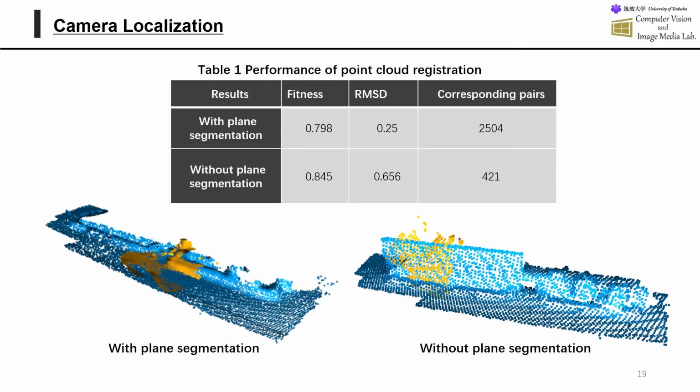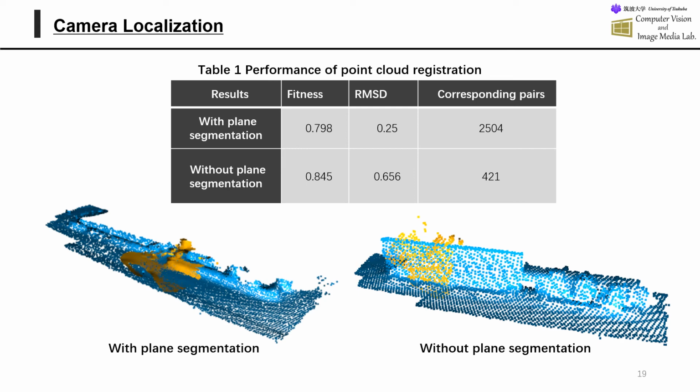To evaluate the registration result, I calculated the fitness, RMSD, and the number of corresponding point pairs. Fitness calculates the overlap area as the ratio of the number of interior correspondences to the number of target points, and higher is better for the registration results. In the point cloud registration with plane segmentation, the fitness is smaller than in the registration without plane segmentation. However, the RMSD and corresponding pairs are much better than in the registration without plane segmentation.